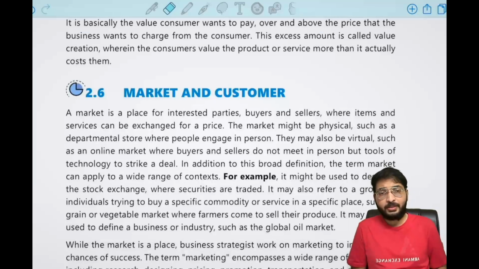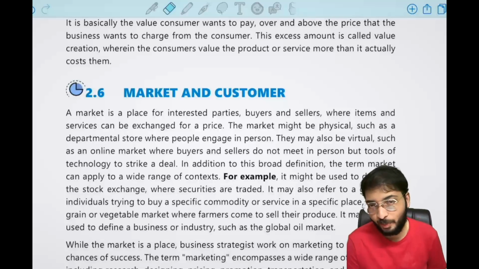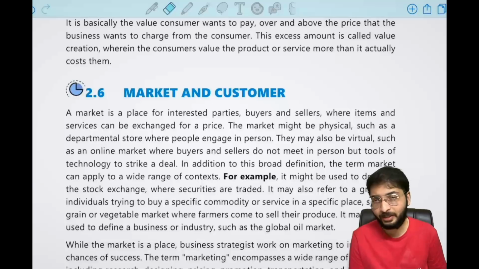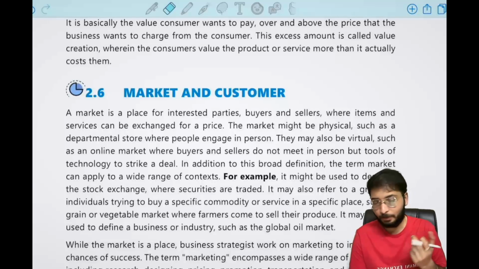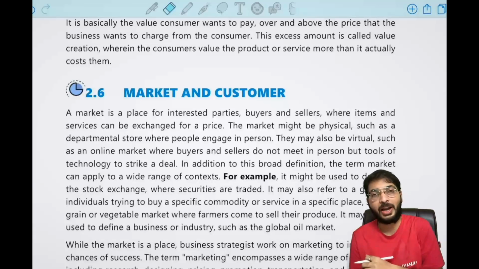Next one is called market and customer. Simple. What is market? Market is a place where the buyers and sellers meet. This is your plus one, plus two syllabus. So market is a place where the buyers and sellers meet. Customer is the one who is purchasing that particular product. Consumer is the one who is consuming that. Ultimately, at the end, who is consuming is called a consumer.